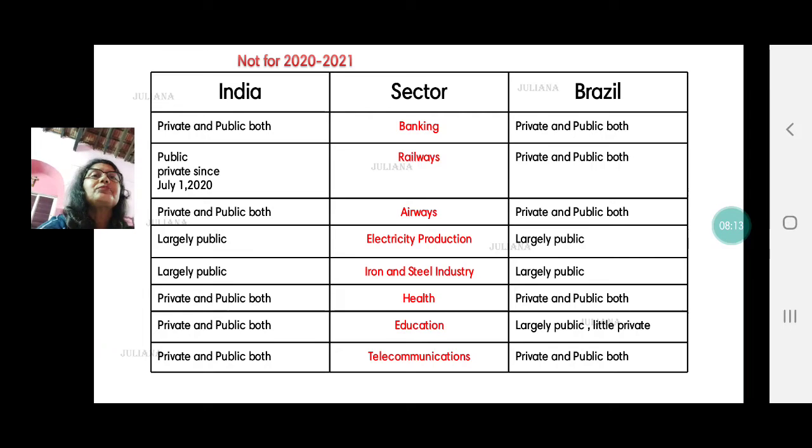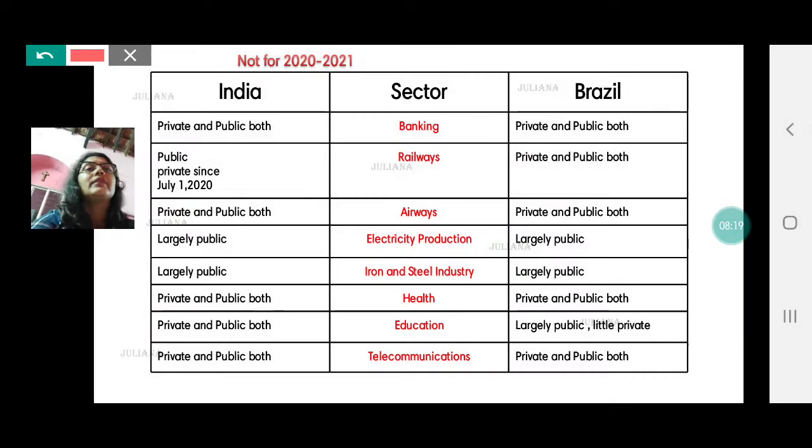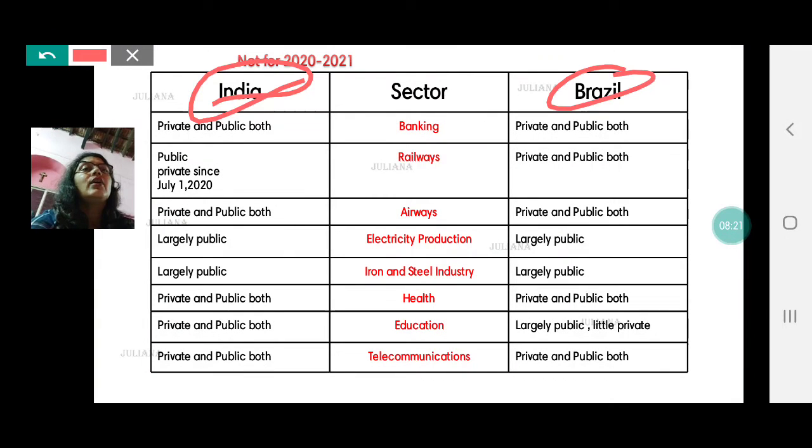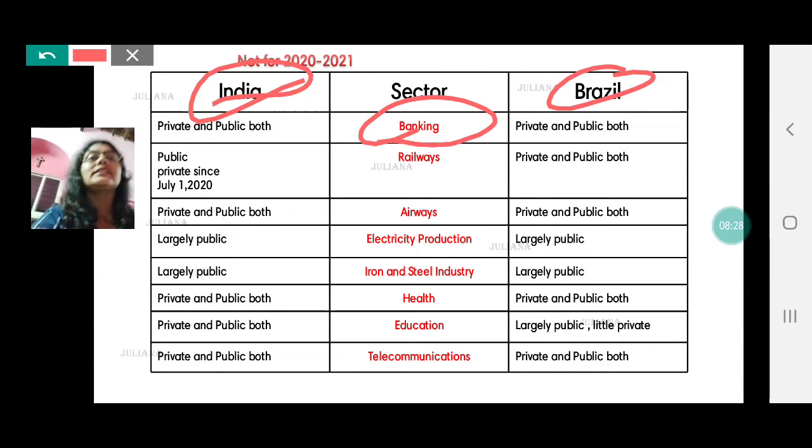Let us understand now in India and in Brazil. So here you find India and here you find Brazil. What about banking? What type of sector is banking? In India, some banks are private, some are public, owned by government, like the SBI. SBI is owned by the government, and there are so many other private banks. So we have both private as well as public.